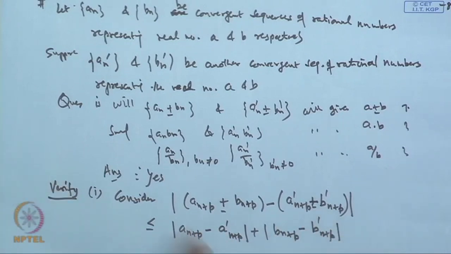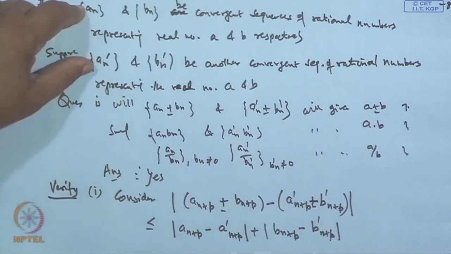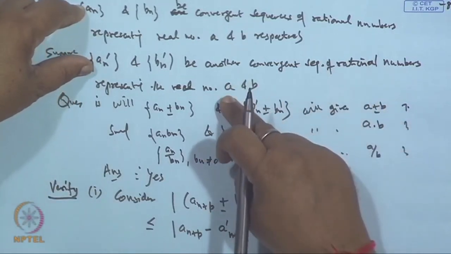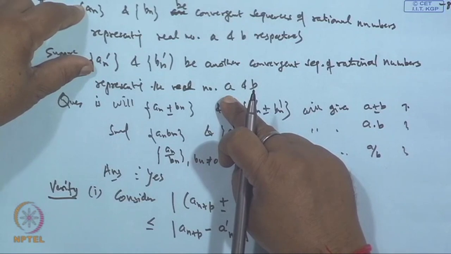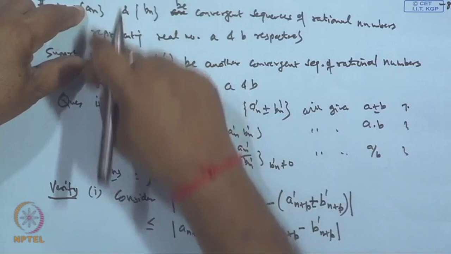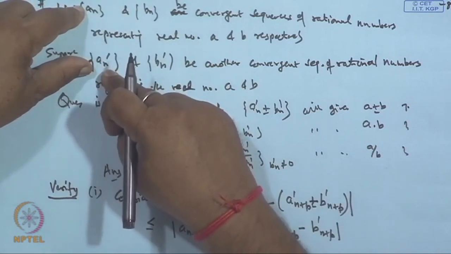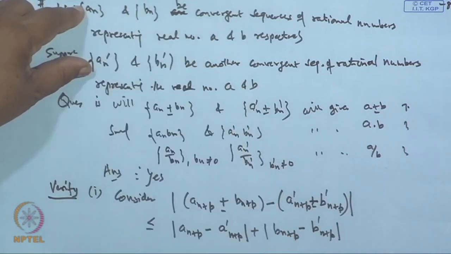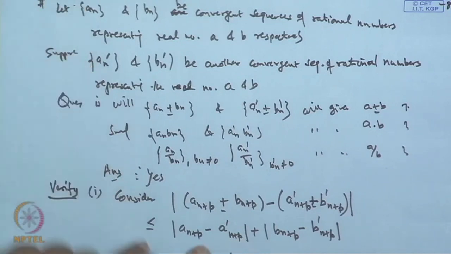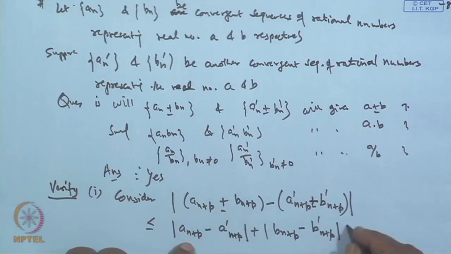Now, what is given? a_n and a_n' represent the same number a. So, by definition, the way it has been introduced, if the number a is represented by two different sequences, then after a certain stage the difference can be made as small as we please. Since these sequences represent the same number, this difference can be made as small as we please, say epsilon by 2.